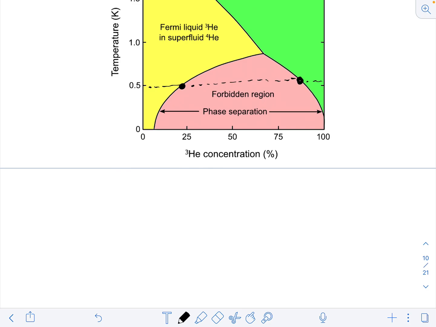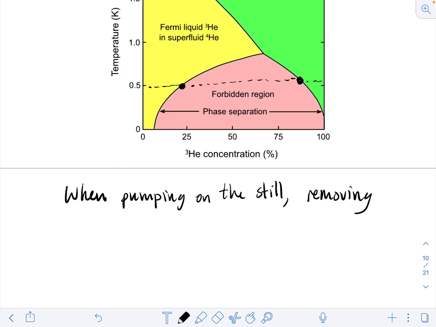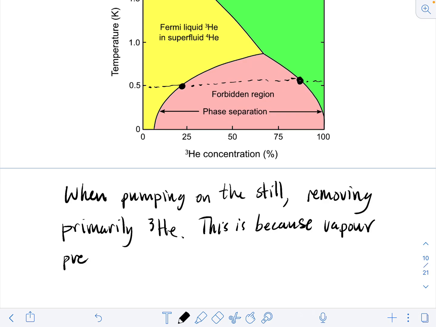So I want to make a note that when we are pumping on the still, we are removing primarily helium-3. That might seem counterintuitive because what we have is a mixture of helium-3 and helium-4, and so why, when we pump on the still, is it primarily helium-3 that's being removed? This is because the vapor pressure of the helium-4 component is very low.